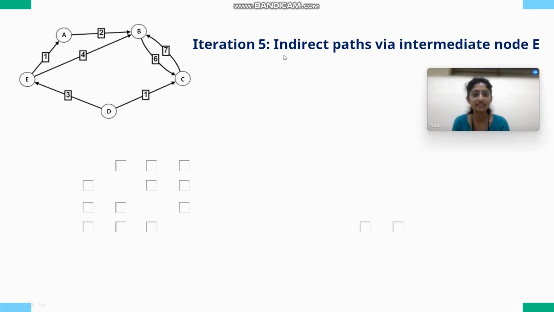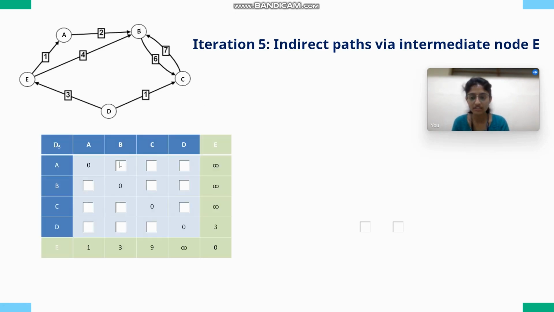Next we have the final iteration, indirect paths via the intermediate node E. We will see whether there are any changes. There are a couple of changes in this matrix. All these entries will continue to remain as it is. We have 2, 8, infinity. Here E is the pivot row and pivot column, we can see already. Then we have infinity. Then here 6 continues to remain as it is, infinity continues to remain as it is. Next we have CA, which is again infinity. Next we have CB, which had entry 7, so 7 continues to be as it is.